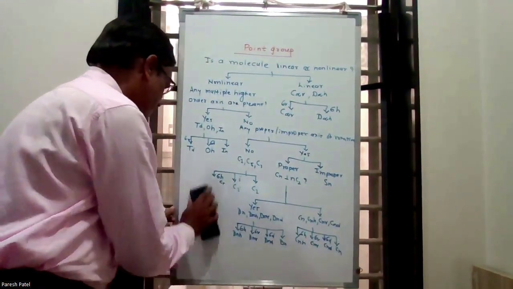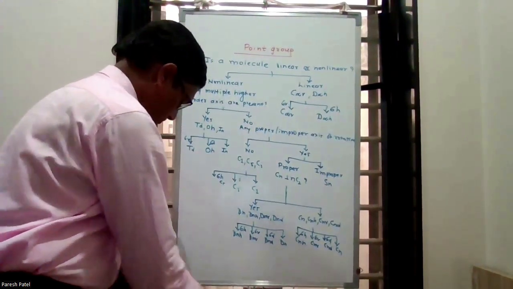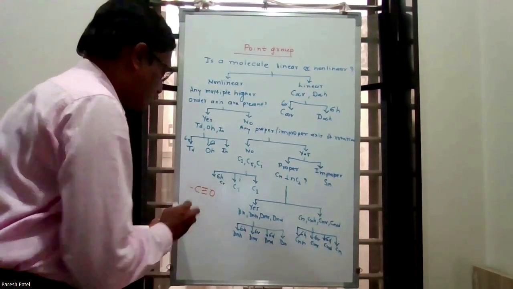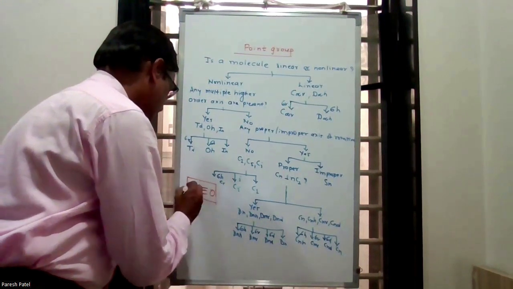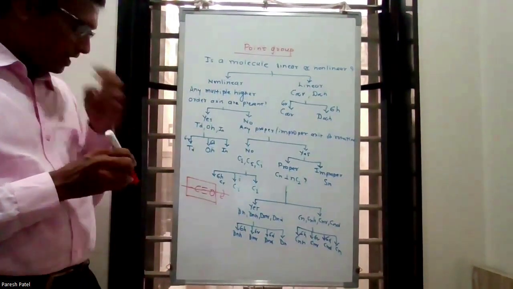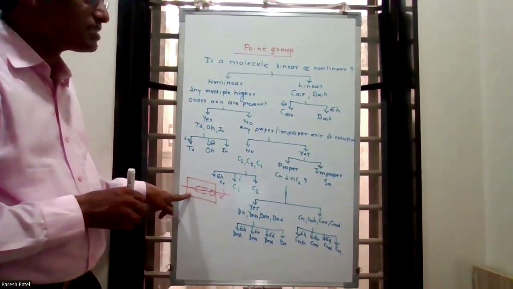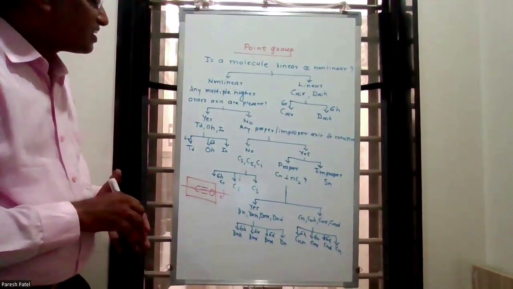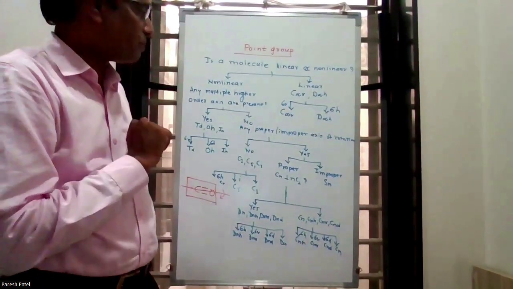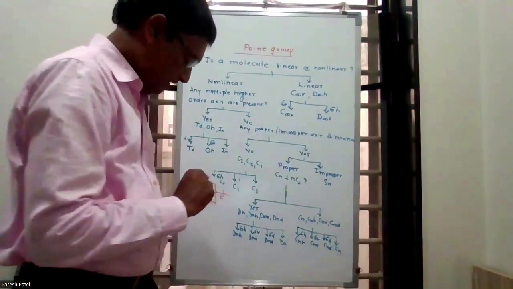Now, in case of carbon monoxide, again the plane is parallel to the main principal axis. So this plane is a sigma V. This is a linear molecule. It means C infinite V or D infinite H point group may be present. But here sigma V is present. It means the point group is C infinite V.